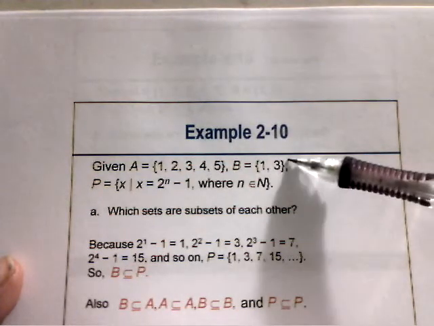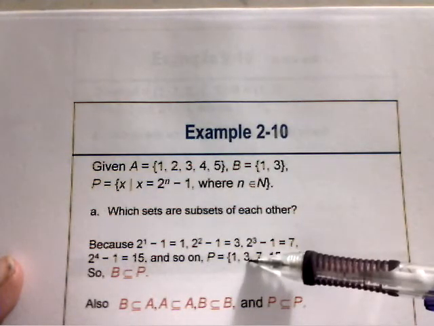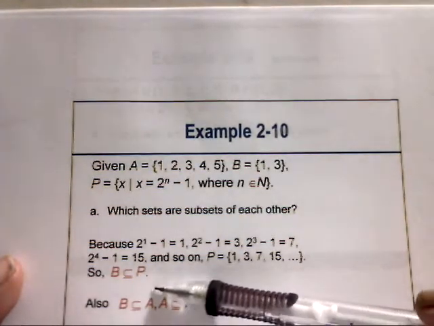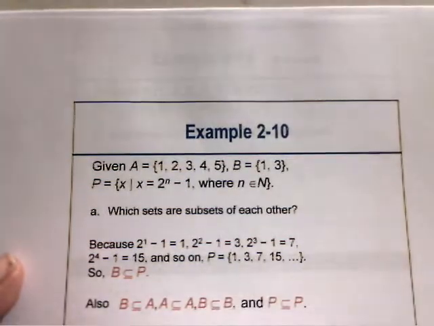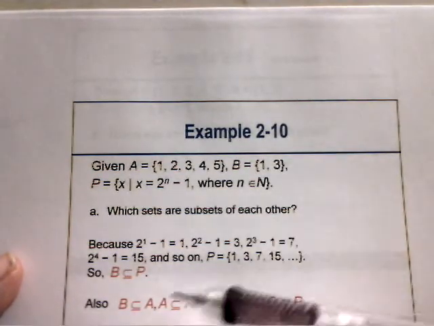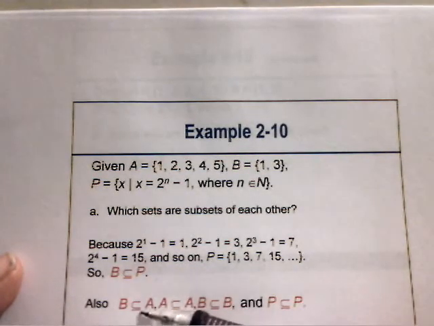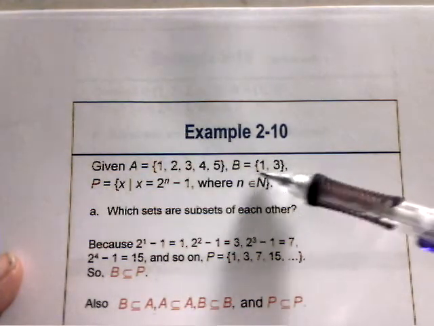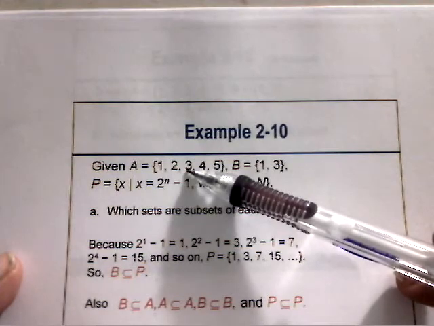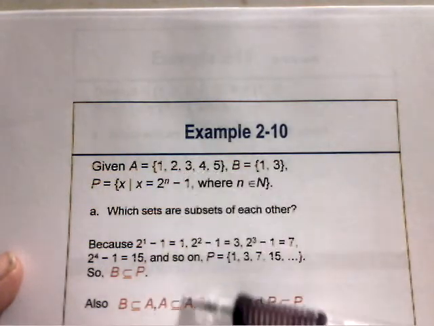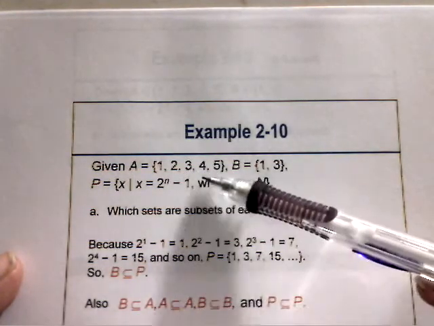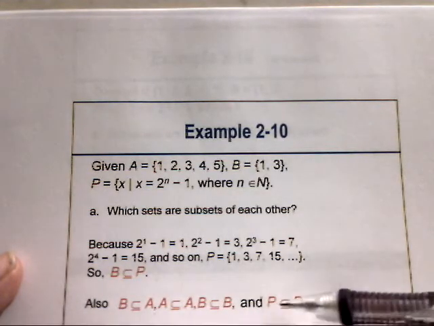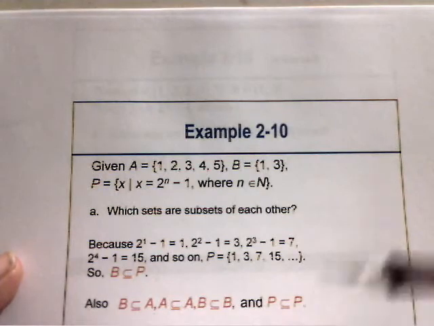Here, all the elements in set B are in set P. So we can say that B is a subset of P. And also, B is a subset of A. Notice that all the elements in set B are in set A. And A is a subset of itself. B is also a subset of itself. And P is also a subset of itself.